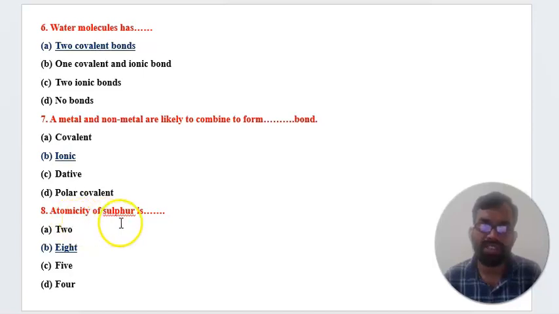Now coming to the atomicity of sulfur. So the sulfur atomicity is 8, which is the right answer.